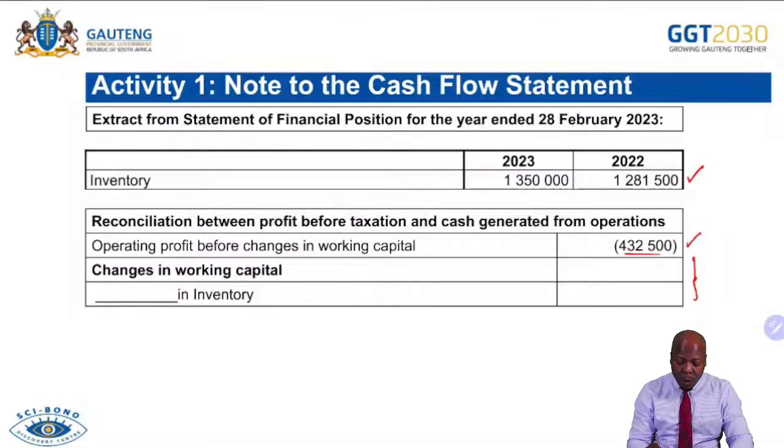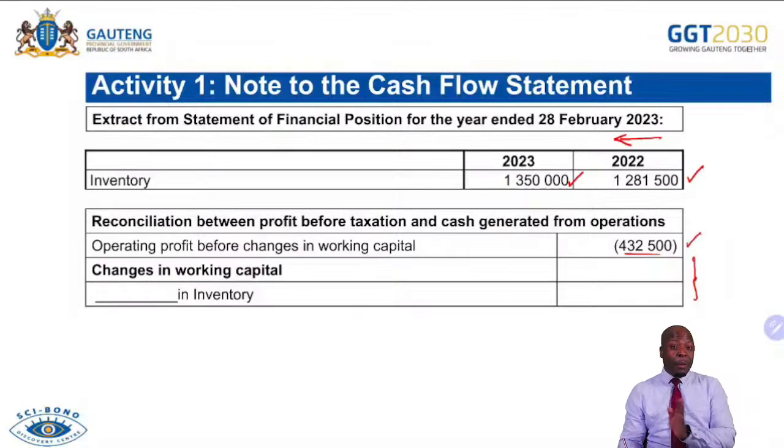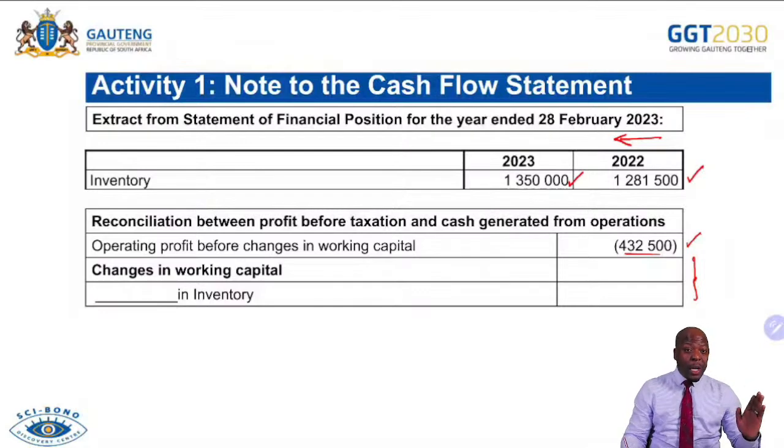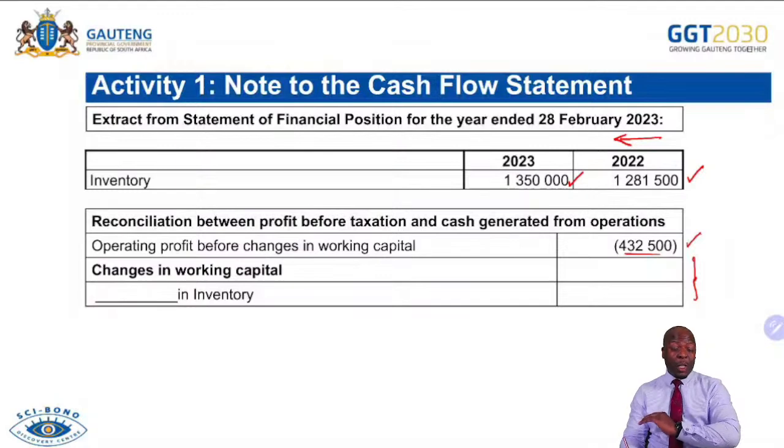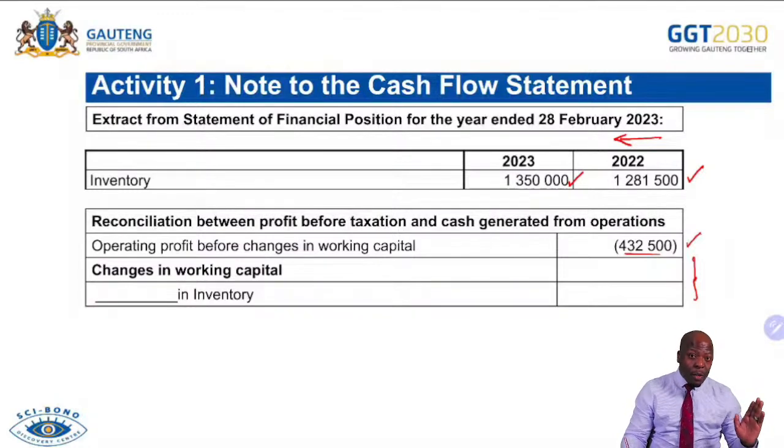In 2022, the inventory amount was 1,281,500, and in 2023, the inventory amount is 1,350,000. What I want to emphasize is, when the examiner brings these questions, we should be able to read from the right going towards your left hand. That means we're coming from 2022 going to 2023. Not the other way around, but we're starting from 2022 going on to 2023. So what do we see here?